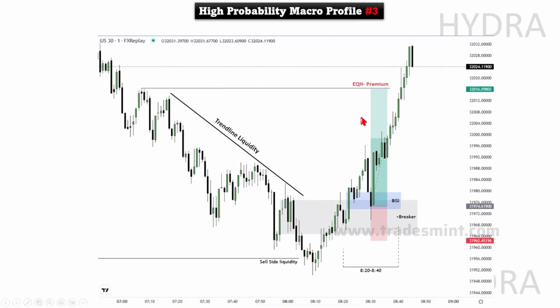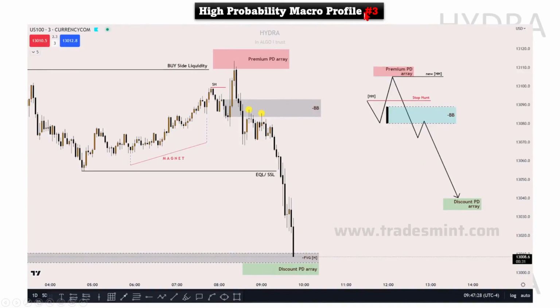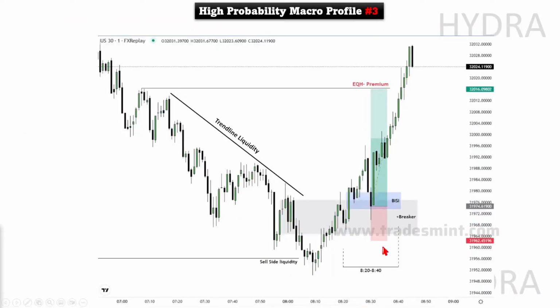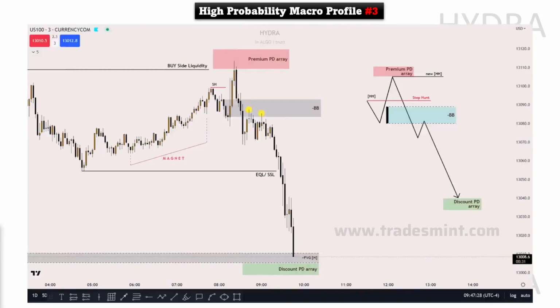So do you guys have any questions about what I showed you guys here? I'll also show another example before I move to our next profile. So let's move on to our next example. What do you guys see here? So before I showed you guys a bullish condition, right? Now in this profile, I'm showing you a bearish condition.